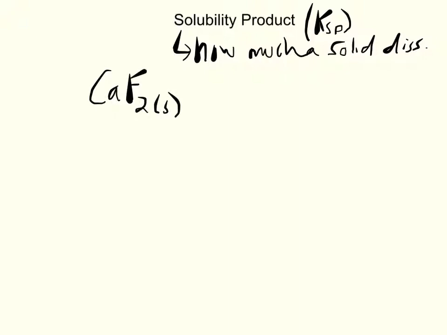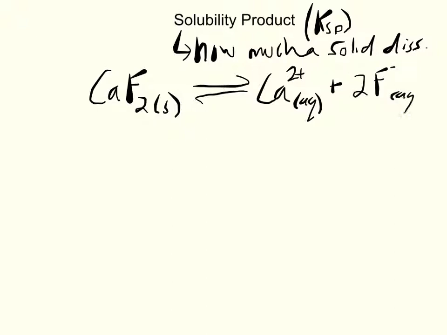and we dropped it into water, it's going to be in equilibrium. It's going to dissociate into its ions. So calcium is a group 2 metal, so Ca2+, aqueous in water. And we have fluorine, which is 1-, 2 of them, aqueous in water. This is going to be in equilibrium.